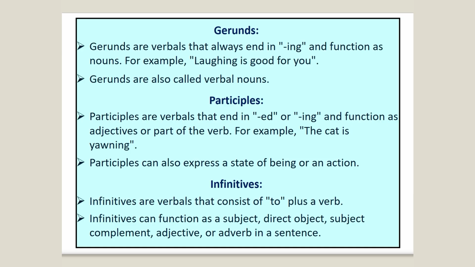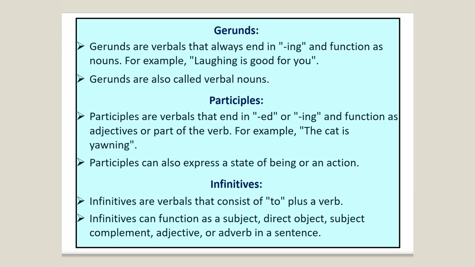What are participles? Participles are verbals that end with -ed or -ing and function as an adjective or part of the verb. For example, "The cat is yawning." This word is called a participle. A participle can also express a state of being or an action. These words are called participles.